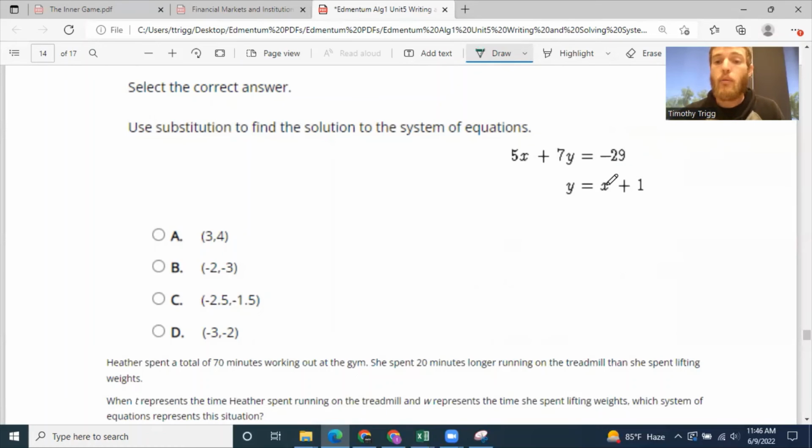Notice it says y equals x plus 1. So I can go ahead and take this value for y and replace that with y right here. That'll give us 5x plus 7 times y. So that's x plus 1. 7 times y. And then it still says equals negative 29.